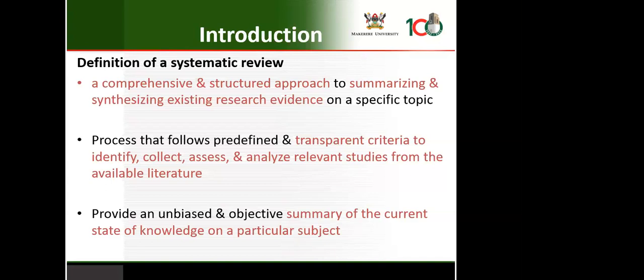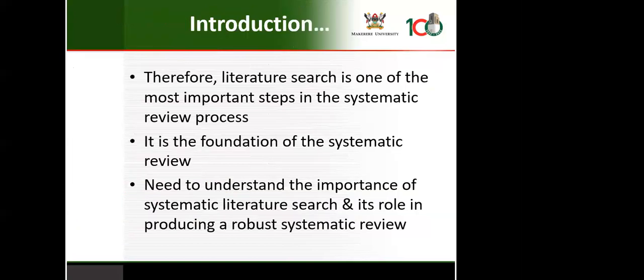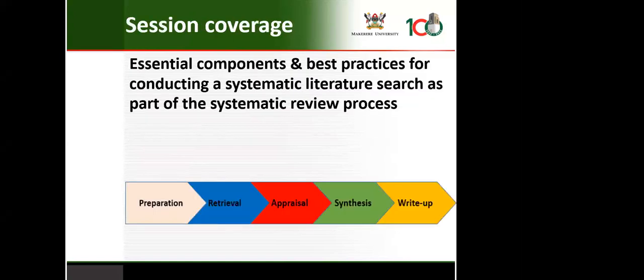Okay. So I brought these definitions and also the characteristics of systematic reviews to bring out the importance of a systematic literature search. So those are the characteristics of systematic reviews, but I'll just focus on the third one, which is conducting a comprehensive and systematic search of literature to identify studies for inclusion in our review. So the literature search is one of the most important steps in a systematic review process. It is a foundation of the systematic review, and it is very important that you understand the importance of literature search and its role in producing a robust systematic review.